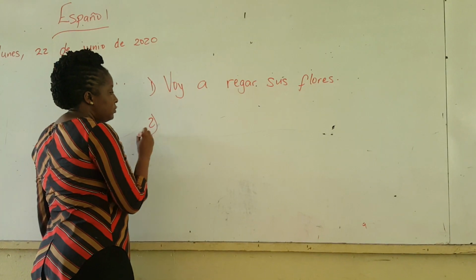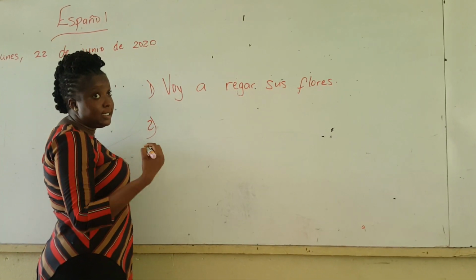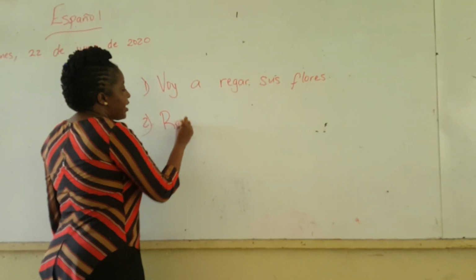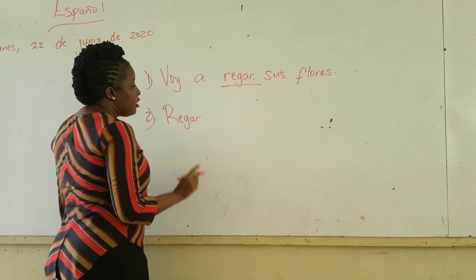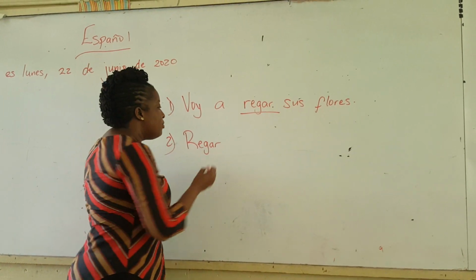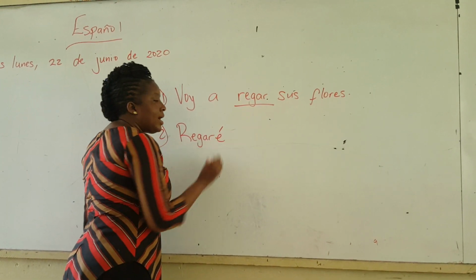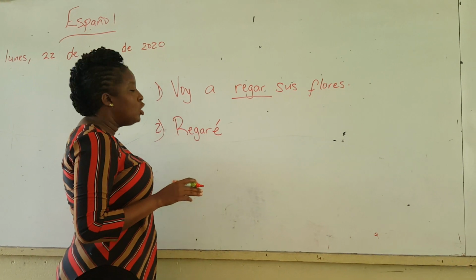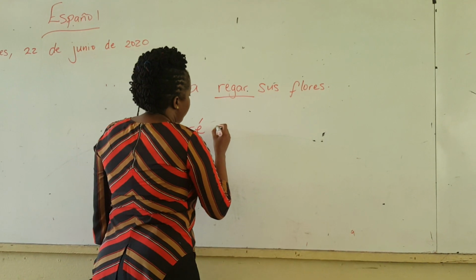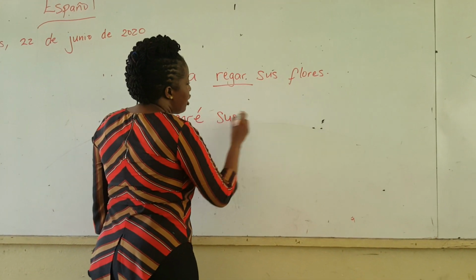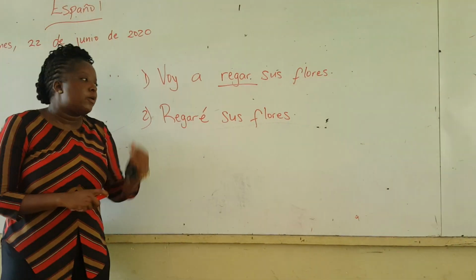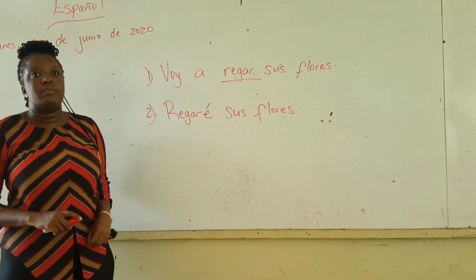Now, another way. How do we form the future tense in Spanish? First, you must know the endings. So the verb is regar. We already established that here. But to say I will, what do you need to add? É. Muy bien. So é with an accent, con acento. So I will water your flowers: regaré sus flores. And you're writing them.